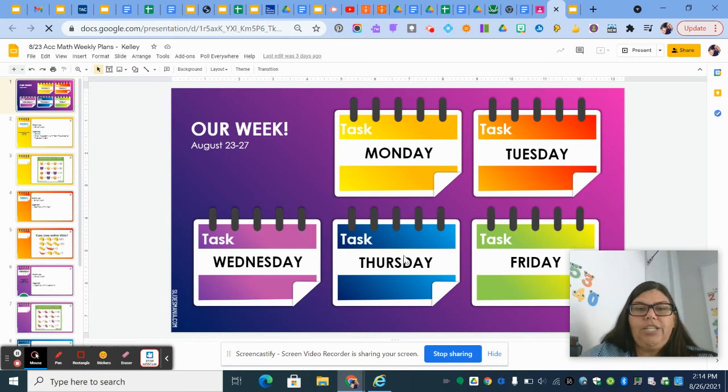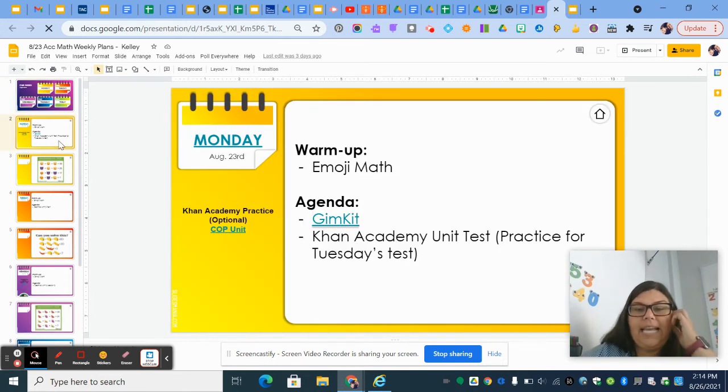Students can click on each day of the week. Here's an example of an agenda. On this day, we did a Mojo Math warm-up. We did some review and practice preparing for a test.